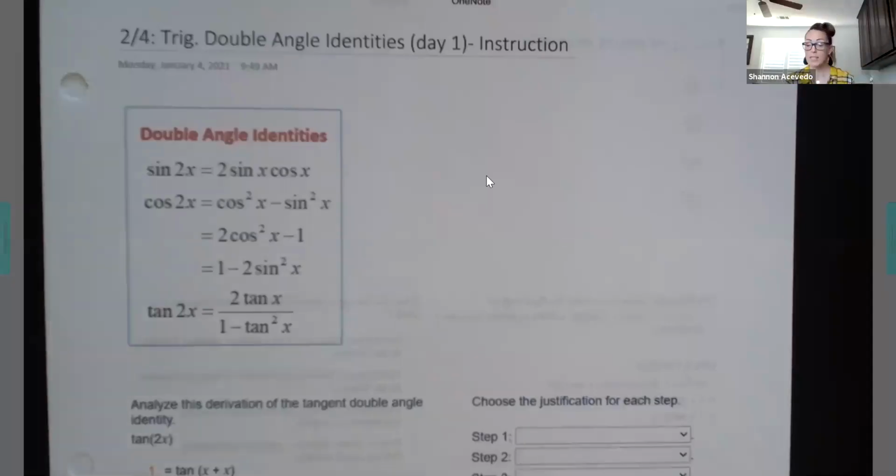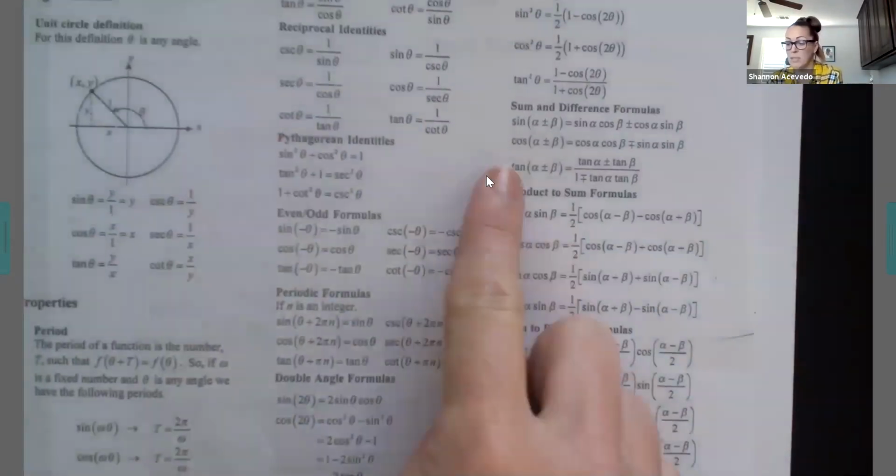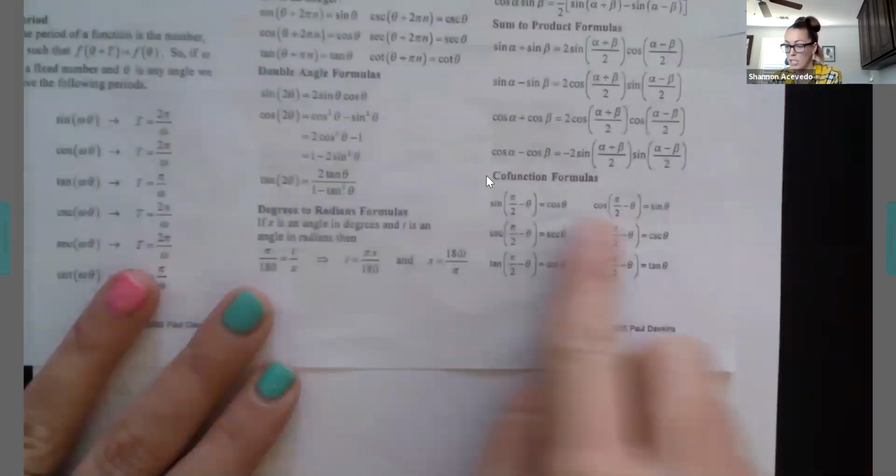So it's going to be 2-4. This is going to be day 1. So again, more formulas. So remember, I had you guys print out your formula sheet. So we focused on our sum to difference already, and we focused on these co-functions. So those ones are here.